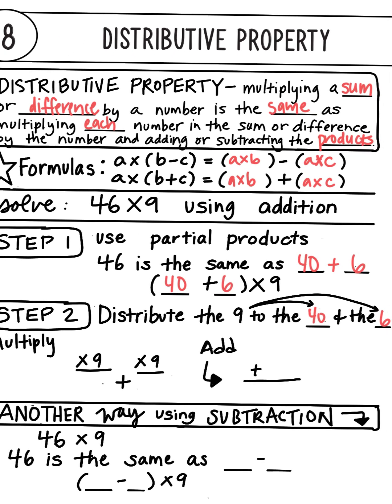So when I actually start solving this, I'm going to multiply. Down here, I'm going to do 40 times 9, and I'm also going to do 6 times 9. So I know that 4 times 9 is 36. Tack that 0 on at the end, that makes it 360. I know 6 times 9 is 54. So those are my two partial products. I'm going to now combine them. So I'm going to do 360 plus 54, and I end up with 414.